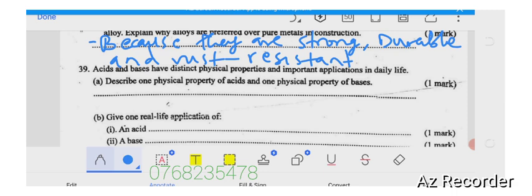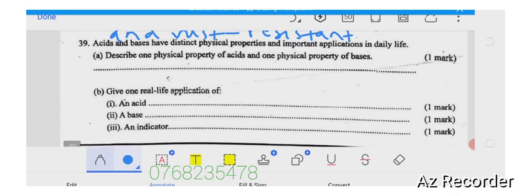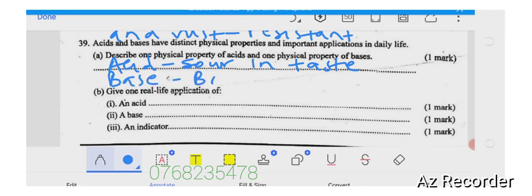Acids and bases have distinct physical properties and important applications in daily life. Describe one physical property of an acid and one physical property of a base. Acids are sour in taste. When you taste acids, they are sour. Examples are sour milk and lemon juice, which are sour in taste. Bases are bitter in taste.